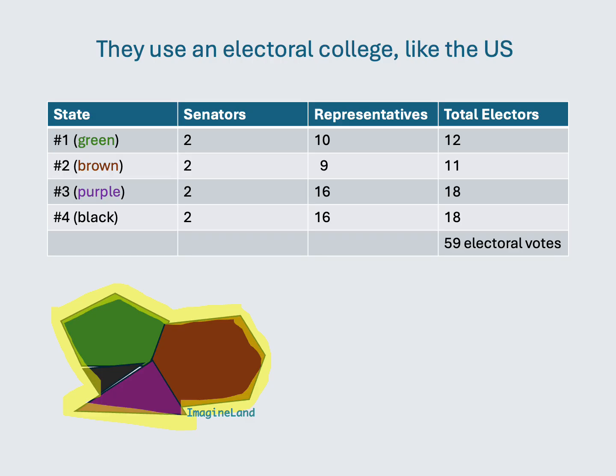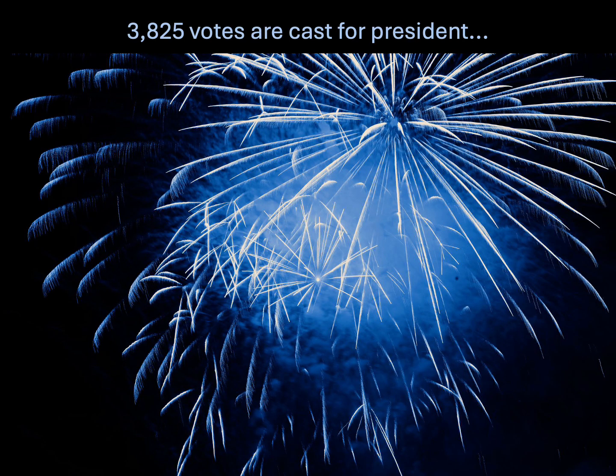So the total number of electoral votes possible for a presidential candidate in Imagine Land equals 59. Now you have to have 1 more than half to win. So if you divide 59 in half and add 1, you have to have at least 30 votes to win, right? Okay, so let's see what happens. They have a presidential election and 3,825 votes are cast for president. And so they announce the results.